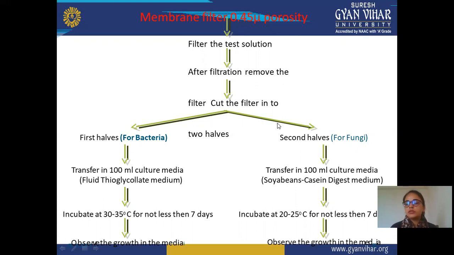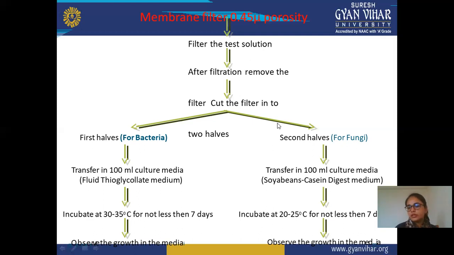Next, observe the growth in the medium. Similar to bacteria, we check after 7 days whether there is any fungi or whether it is free from fungi. It's a very simple test. First, filter your formulation. After filtration, you divide the filter paper into two parts. One part you use for testing of bacteria, and the second part for testing of fungi. Both procedures are similar. Only the medium and incubation temperature change. For bacteria, you use fluid thioglycollate media, and for fungi, soybean casein digest media.